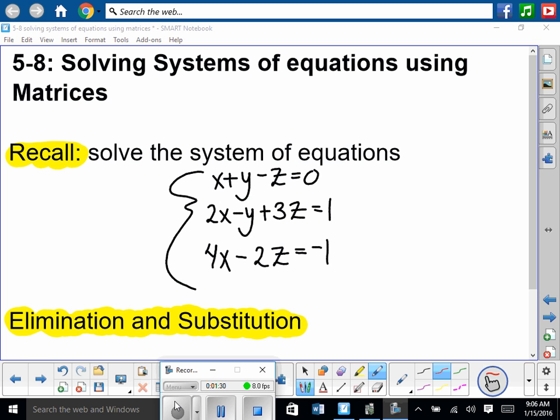So, recall yesterday we learned how to solve systems of equations with 3 variables. We saw something like this, and we were solving this using elimination and substitution, right? It was quite a lengthy process, pretty hard stuff. Now, understand something. Your calculator can do this for you. So that's what we're going to learn today.